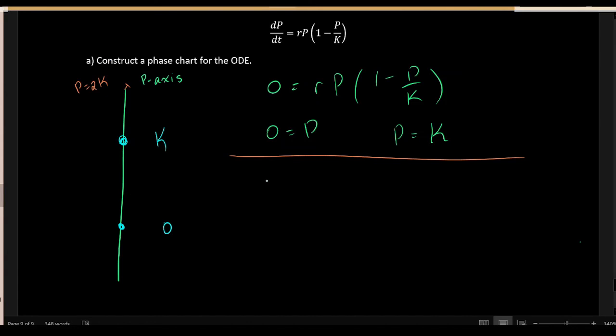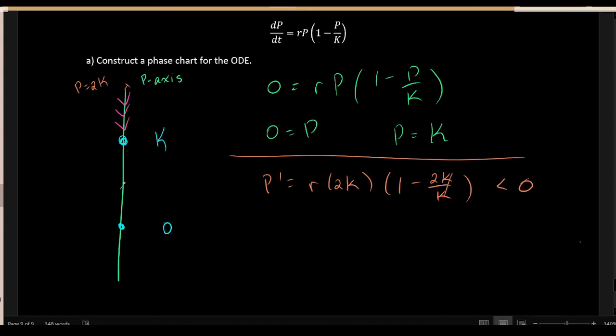If I plug in 2 times k to our ODE, and simplify this, r is a positive number, 2 times k is a positive number, but 1 minus 2 is going to be a negative number. And sure enough, we can see that if we're greatly above carrying capacity, the population is forced to decrease until it reaches more sustainable levels.